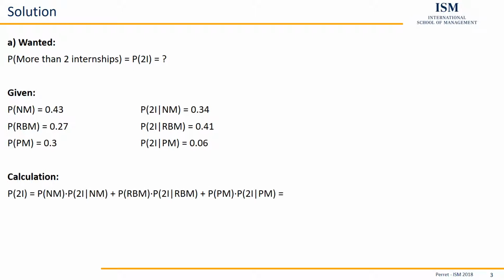Applied to this case, it would look as follows. It's always the probability of being part of one group times the conditional probability, and we do this for all 3 parts and add them up. If we insert our numbers from above and put them into the calculator, this gives us 27.49%. That's the probability that in general someone performs more than 2 internships. This concludes part 1 of this exercise.